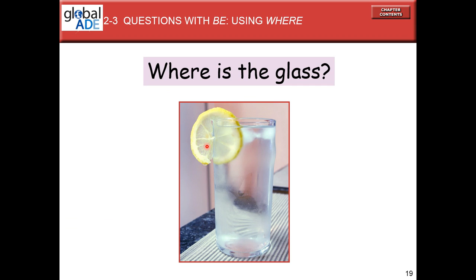Is the glass on the table, is the glass under the table, is the glass on the bed, is the glass in the box, something like this.